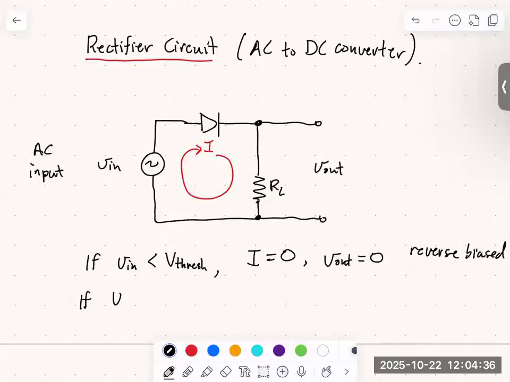If on the other hand, V in is greater than V threshold, then the current is not equal to 0. And we've already worked out that the output will be the input minus V threshold, about 0.6 or 0.7 volts. And this is what we've been calling the forward biased case.